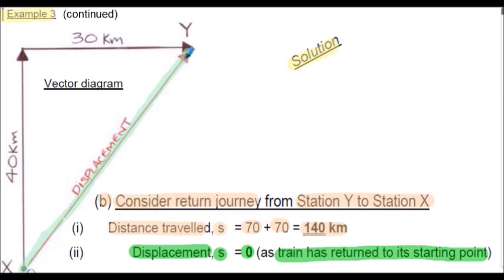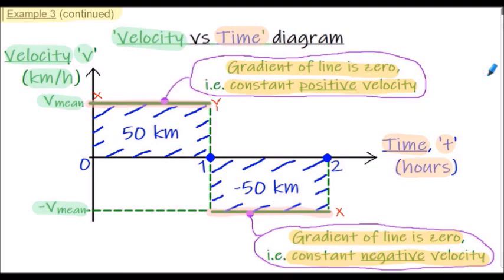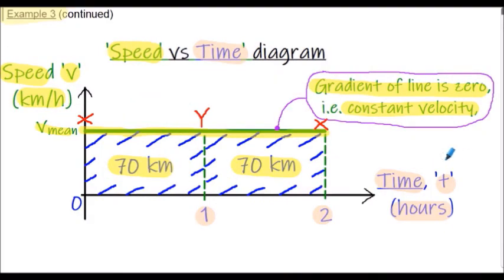So velocity has the vector property. So again, notice the difference between the velocity time diagram shown here and the speed time diagram shown here. So speed is a scalar quantity. It has the characteristics of a scalar property.